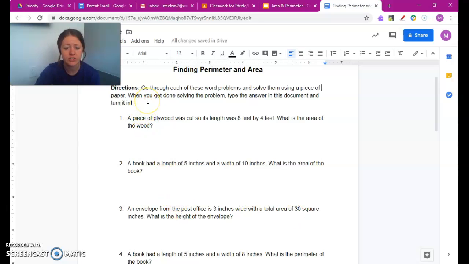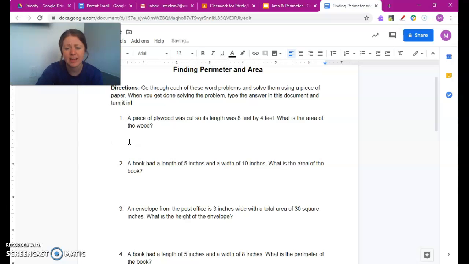When you're done solving the problem, type the answer in this document and you can turn it in. If you'd rather just do it on your own and not turn it in, that's fine. This is just for extra practice. Remember, these aren't required assignments. Just as an example, if you think the answer is 30, you could just say area equals 30. That's all you'd have to do, but if you don't want to even do that, that's fine.